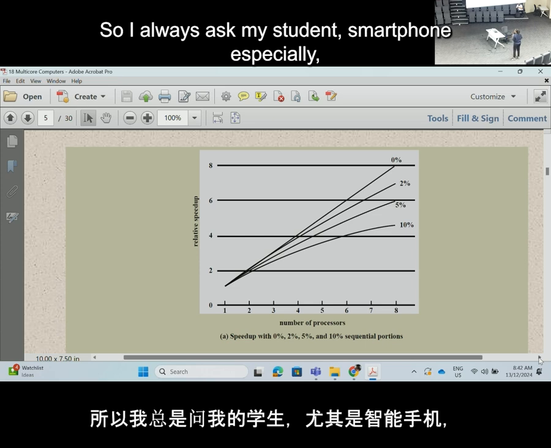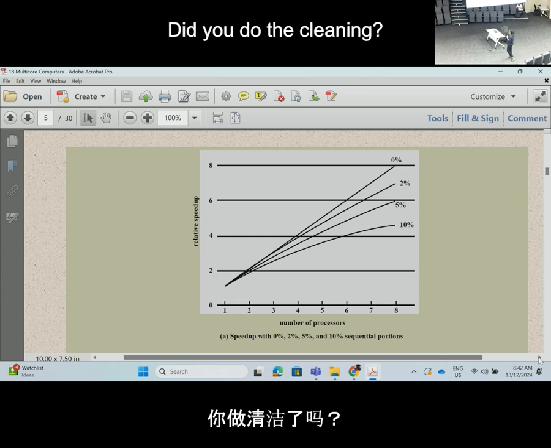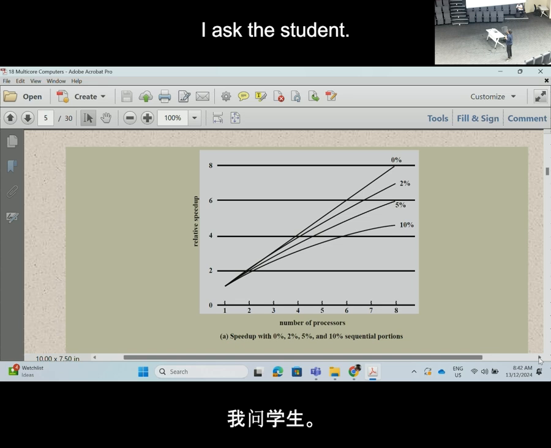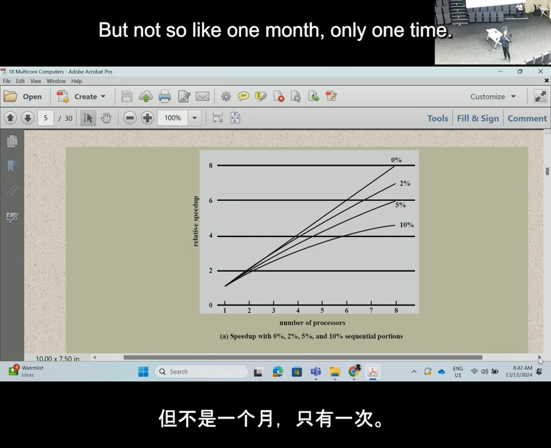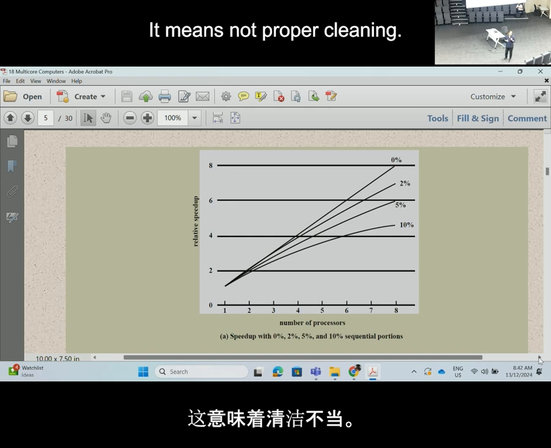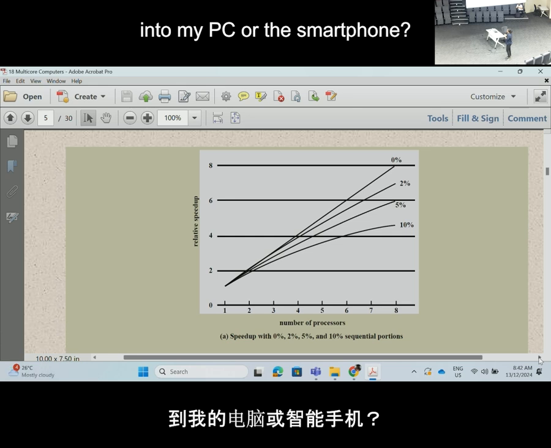I always ask my students, especially about smartphones, why is it slow? I want to know what the issue is. Did you do the cleaning? I asked the student. He said he transfers all the images and data to his hard drive, but only once a month. Okay, I mean, that is not proper cleaning. So I said, do I need to put in some improvement to my PC or the smartphone?